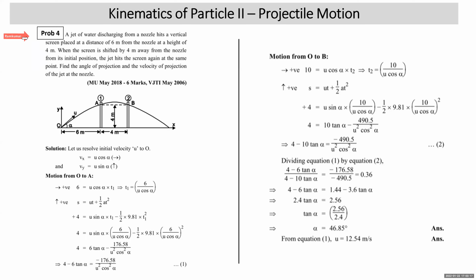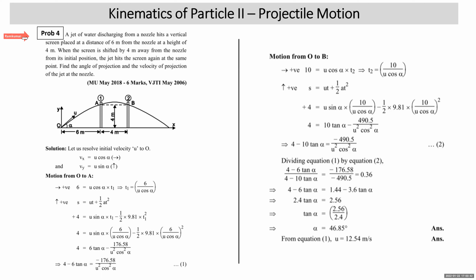Okay, students, let's move to the next sum. Problem number 4. A jet of water discharging from a nozzle hits a vertical screen placed at a distance of 6 meters from the nozzle at a height of 4 meters. When the screen is shifted by 4 meters away from the nozzle from its initial position, the jet hits the screen again at the same point. Find the angle of projection and the velocity of projection of the jet at the nozzle.